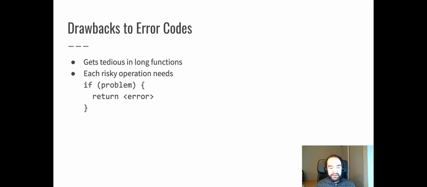If a problem happened, return an error. That's pseudocode, of course, not valid C++. So that gets old. Also, another problem is that the caller gets no context for what happened.